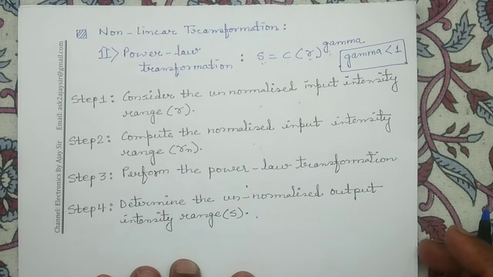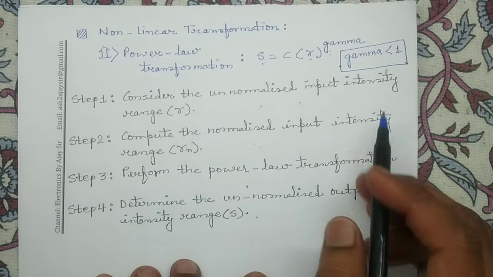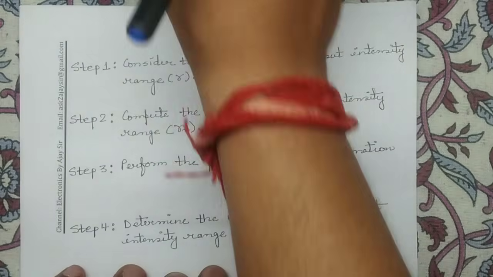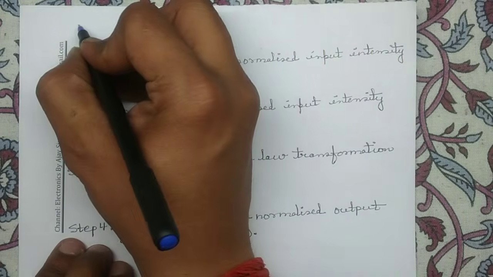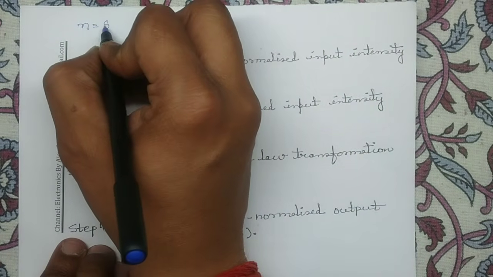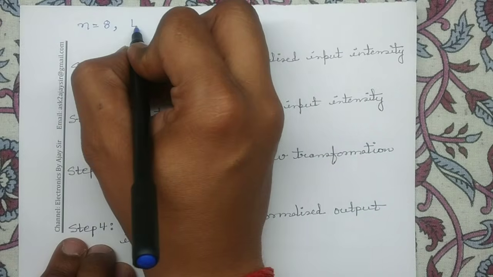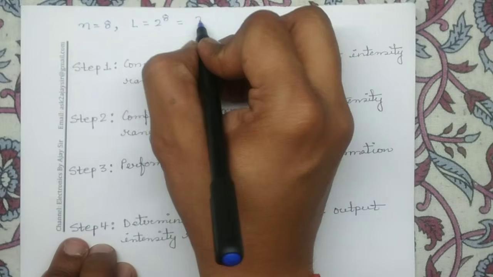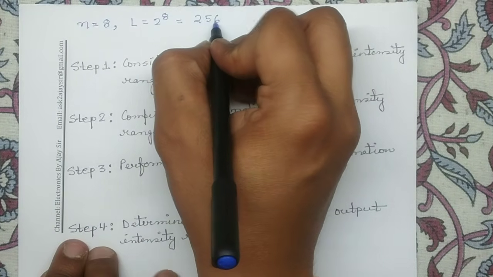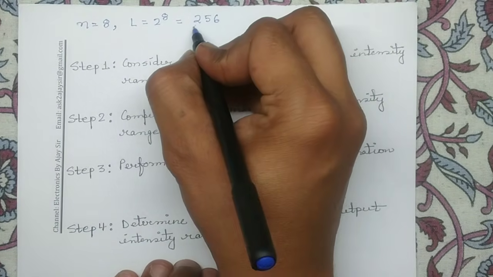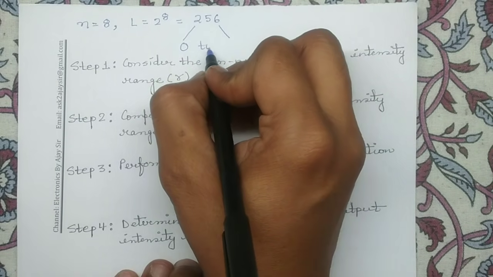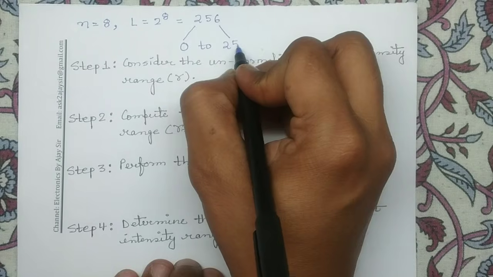So in order to understand the power law transformation for gamma less than 1, let us take the example of an 8-bit digital input image. For an 8-bit digital input image, n equals 8. If n equals 8, the number of gray levels L is equal to 2 to the power 8, that is 256 gray levels. Their representation in a digital image starts with the minimum gray level 0 to the maximum gray level 255.